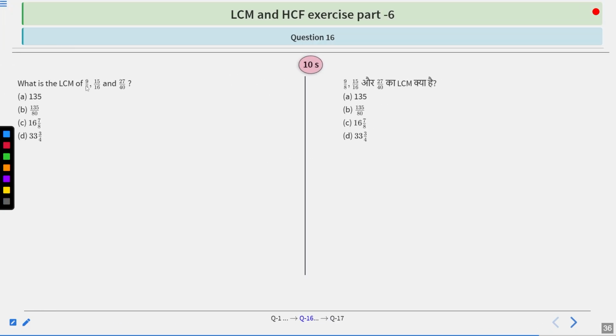What is the LCM of 9 upon 8, 15 upon 16, and 27 upon 40? And options are 135, 135 upon 80, 16 integer 7 upon 8, or 33 integer 3 upon 4. These are the options.